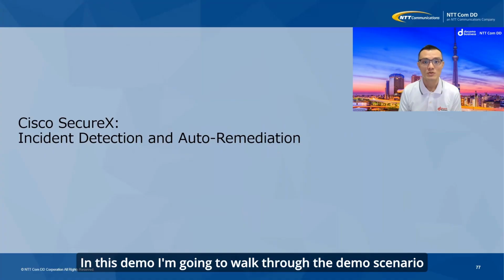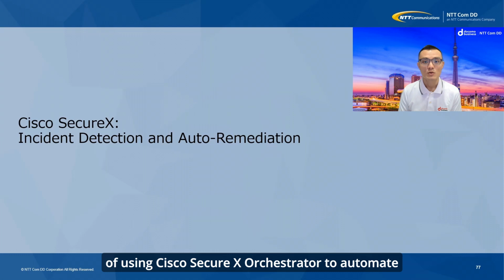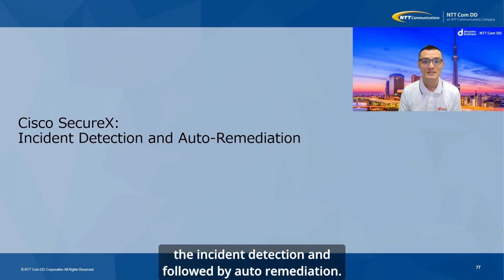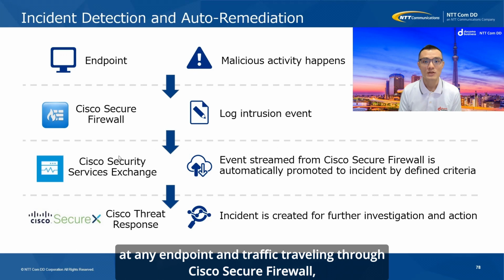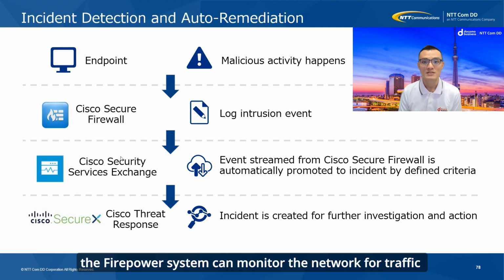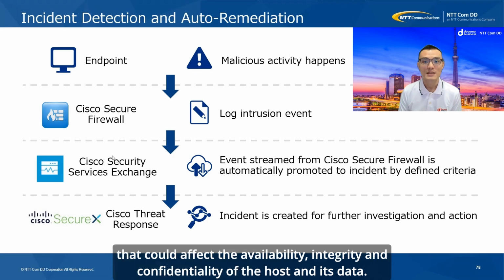In this demo, I'm going to walk through the demo scenario of using Cisco SecureX Orchestrator to automate incident detection, followed by auto remediation. When there is any malicious activity happening at any endpoint and traffic traveling through Cisco Secure Firewall, the Firepower system can monitor the network for traffic that could affect the availability, integrity, and confidentiality of the host and its data.